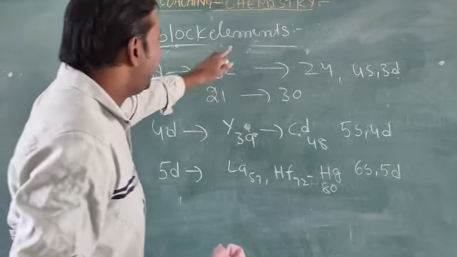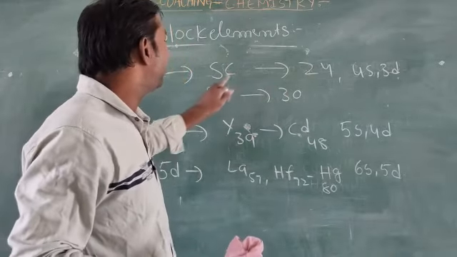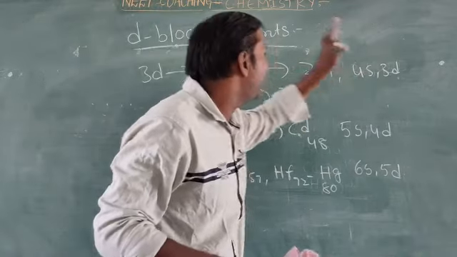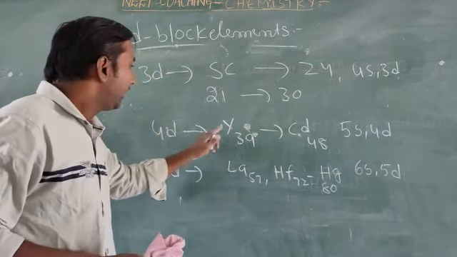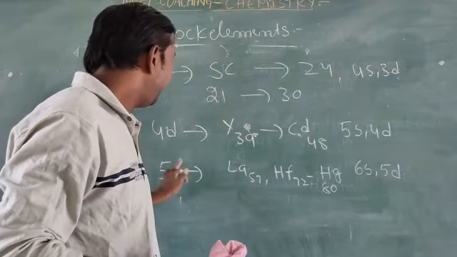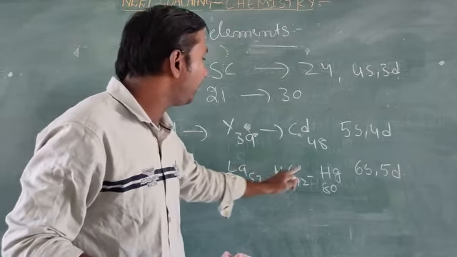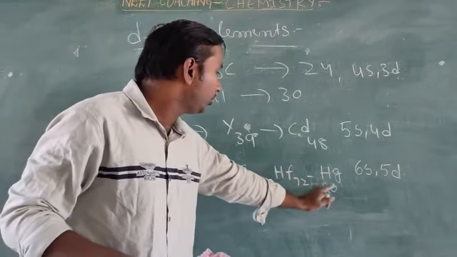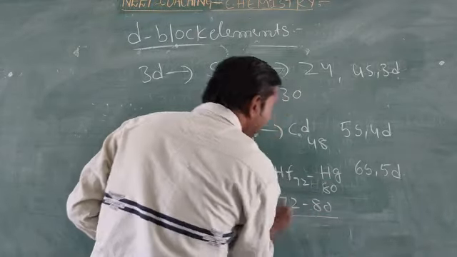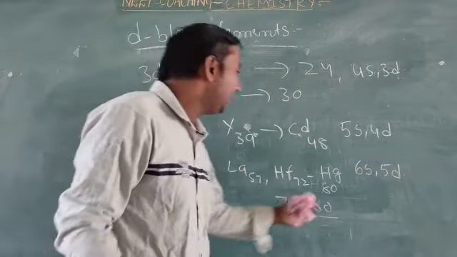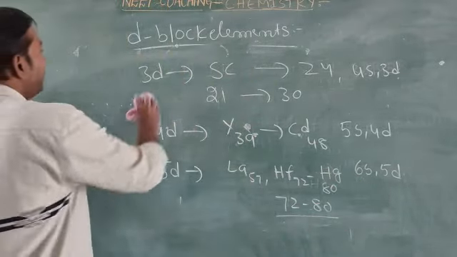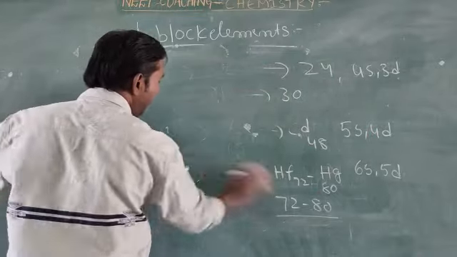Scandium to zinc, atomic number 21 to 30, is called the 3d series. Valence shell 4s, 3d. Next, the 4d series, yttrium to cadmium, 39 to 48. The 5d series, lanthanum, hafnium to mercury, atomic number 72 to 80. So the valence shells are 6s, 5d.